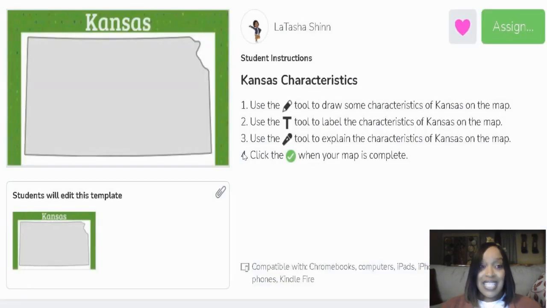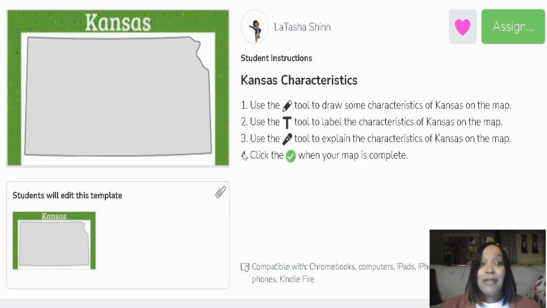So in your Seesaw lesson today, friends, you have a map of Kansas and you are going to use your drawing tool to draw some of the characteristics that we talked about. You may also use your text tool to label the characteristics, and it would be great if you used your mic tool to explain some of the characteristics. When you're all done, don't forget to click the check so your teacher can see your wonderful work.